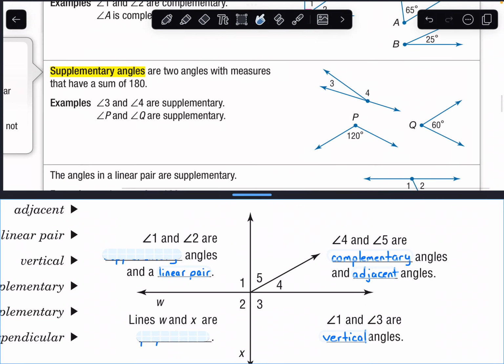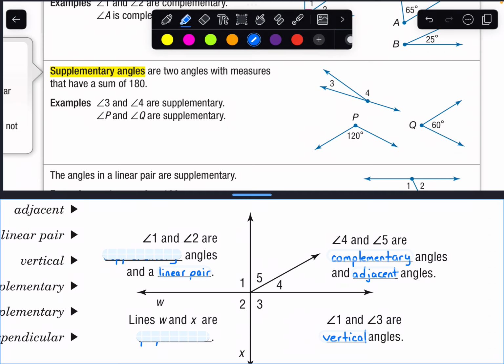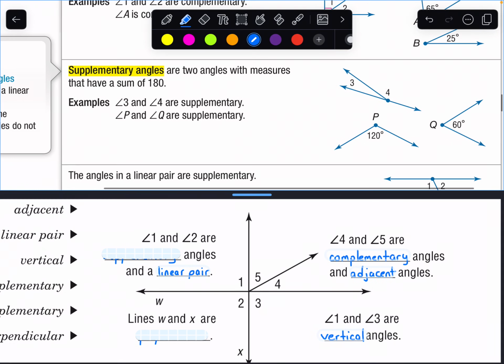And then supplementary angles. Supplementary angles are 2 angles with measures that have a sum of 180. Supplementary, sum of 180. So we have angles 3 and 4 over here. Notice they're making that line there. And P and Q, 120 plus 60 is 180. So angles P and Q are supplementary.